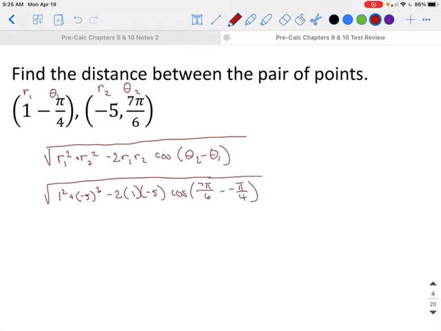Now you can't put all of that into your calculator at once. Because our angles are in radians, you would need to make sure that your calculator is in radians, and you should get a distance of 4.84.